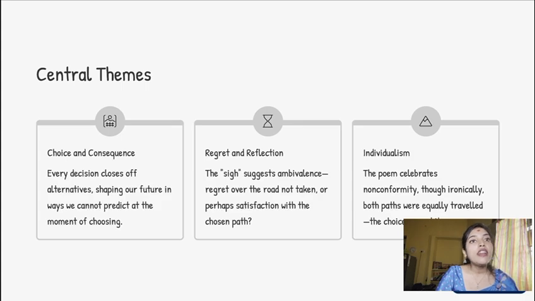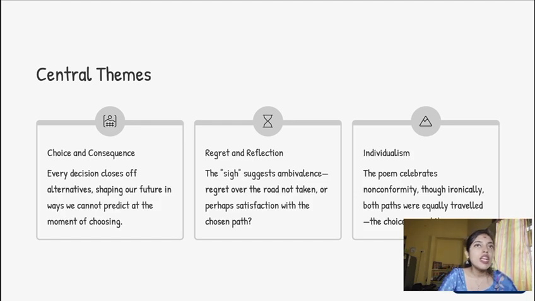Next is individuality. The poet chooses a road less traveled, which represents choosing a unique path in life. He has chosen the road which is less traveled by people, so he is traveling in a unique way. He has his own ideas and perspective, so that represents a unique path in his life. Then is the irreversibility of decisions.